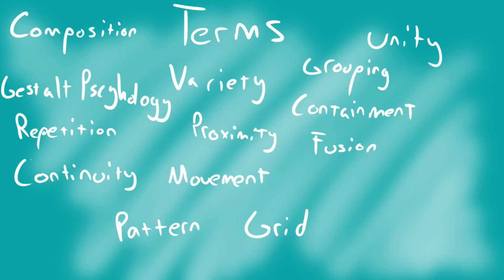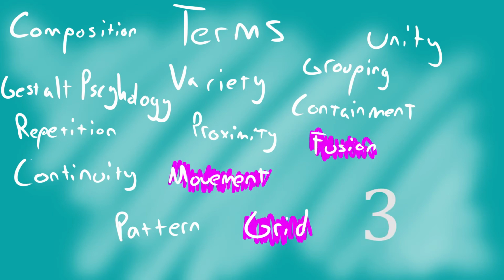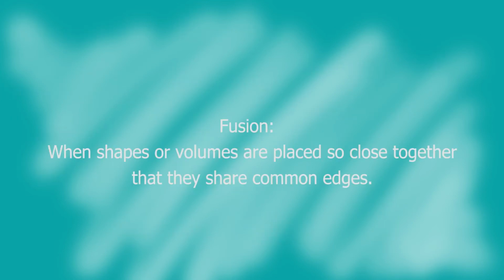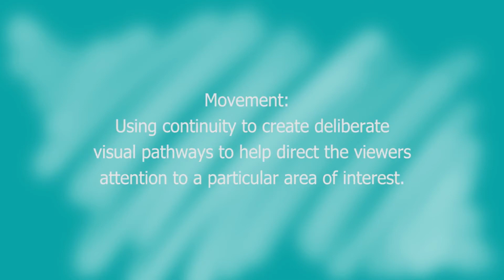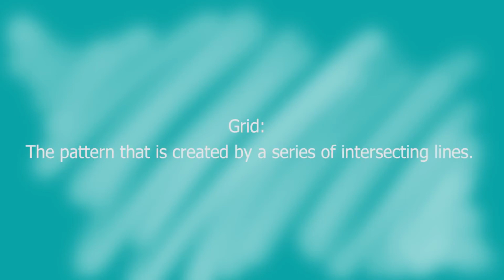Alright, terms. Only 4 to define this week. We have fusion, when shapes or volumes are placed so close together that they share common edges. Movement, using continuity to create deliberate visual pathways to help direct the viewer's attention to a particular area of interest. Focal point, wait, this was already defined. Why am I defining it again? Grid, the pattern that is created by a series of intersecting lines.